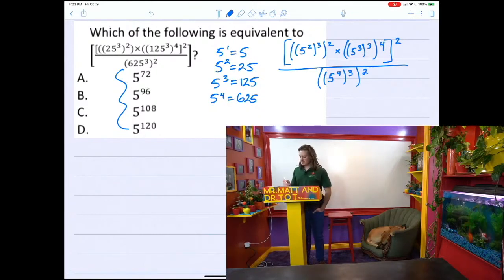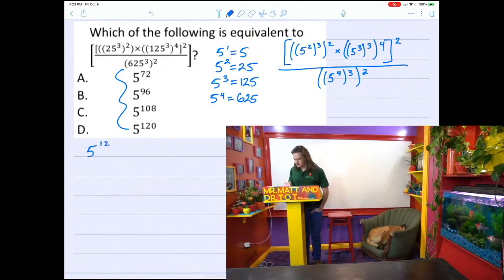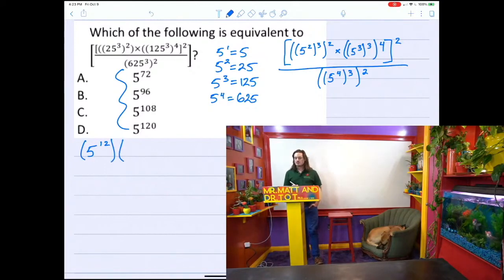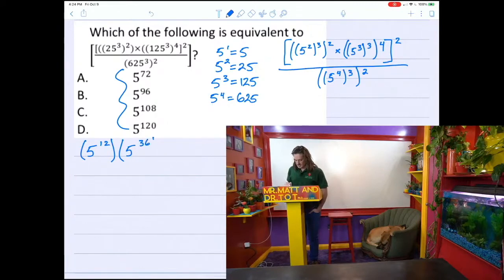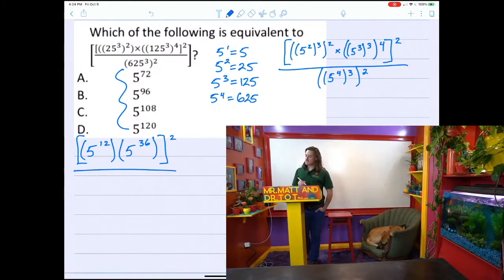I'm going to continue this down here. So in the numerator, 5 to the 2 times 3 times 2 power is going to simplify into 5 to the 12th power. 5 to the 3 times 3 times 4 power, 3 times 3 is 9, 9 times 4 is 36. So we're going to have 5 to the 36th power. This whole quantity is still squared though. Don't forget that squared on the outside. That applies to both the values. Over 5 to the 4 times 3 times 2 power, that's going to be 5 to the 24th power.